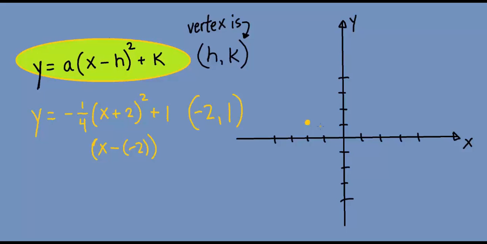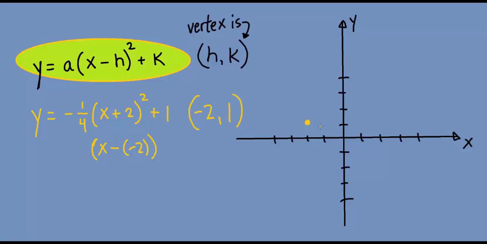Now, does it face up or down? It faces down because a is -1/4. The negative part tells us it faces down. And how wide is it or how narrow is it? Well, it's 1/4, which is less than 1. Therefore, it's wider than that standard parabola that we started with.